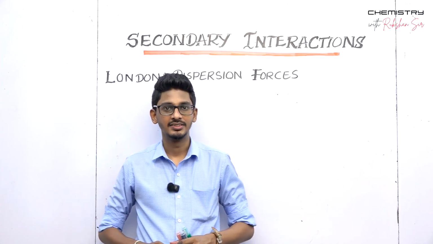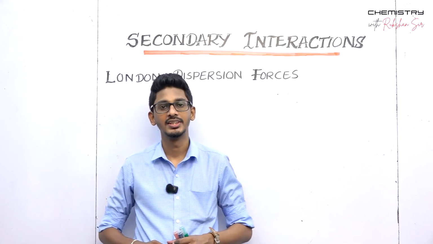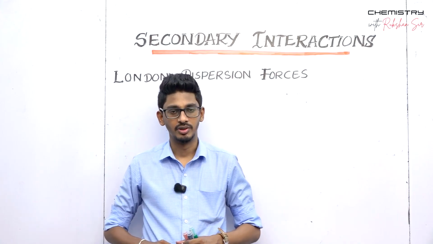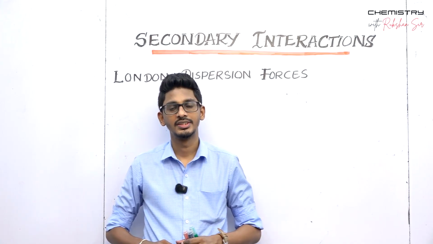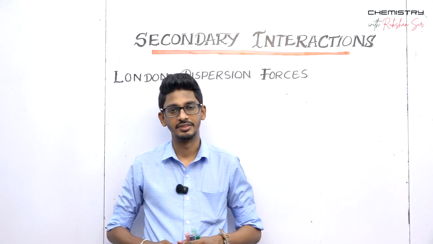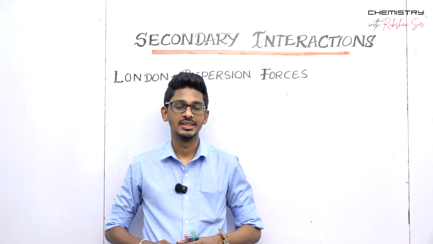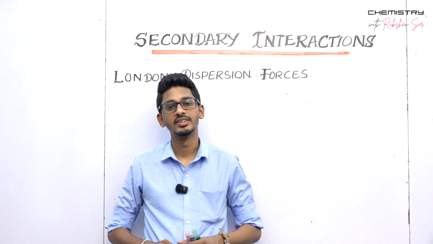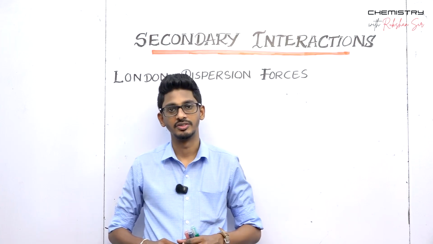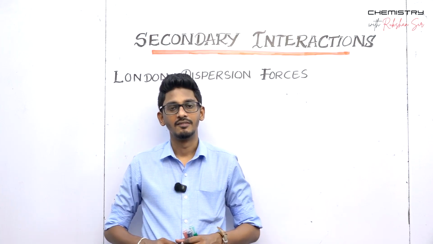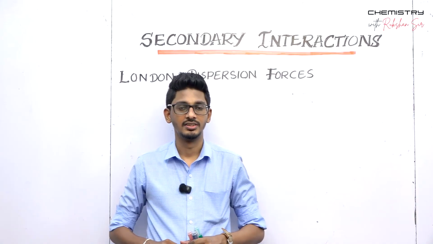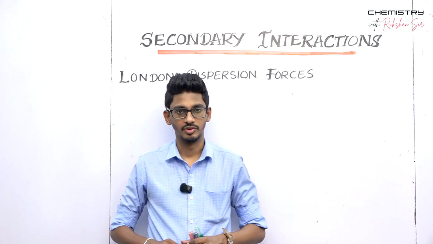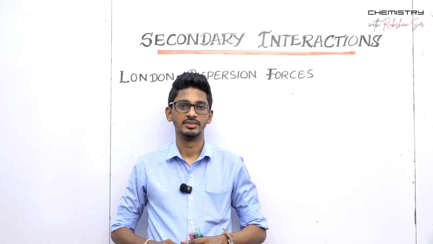Last day we started the discussion about secondary interactions, and we discussed the first 4 types: ion-dipole interactions, dipole-dipole interactions, and extensively the hydrogen bonds. Then we moved to dipole-induced dipole interactions as well as ion-induced dipole interactions. Today we are going to discuss the 5th kind, the London forces or London dispersion forces.